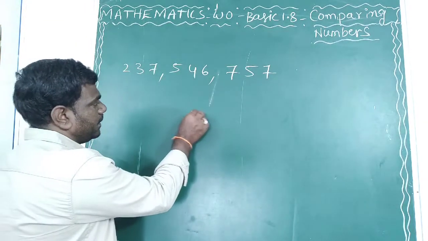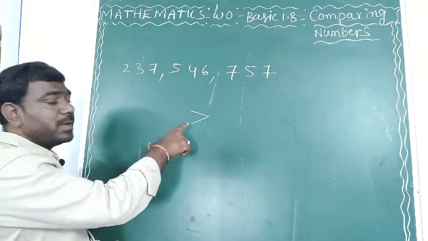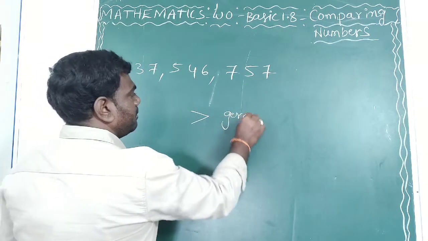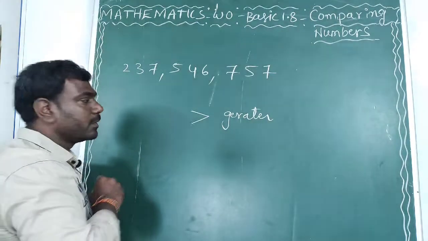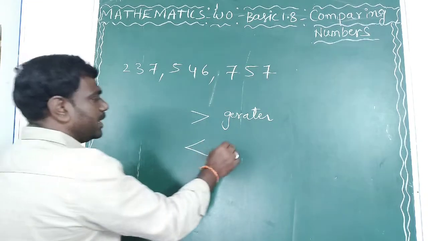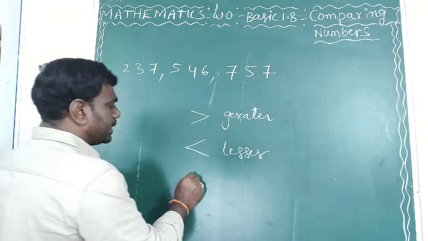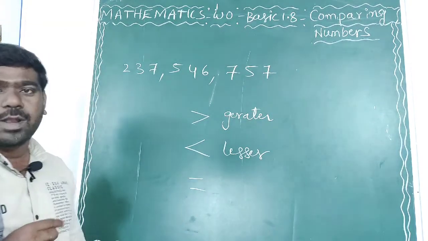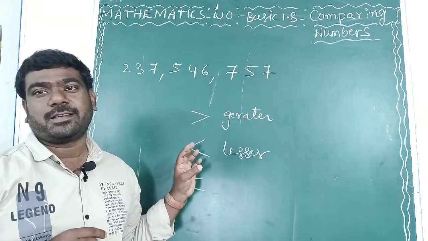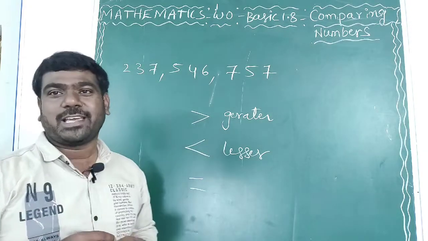First one is the symbol. What is the name of the symbol? It is greater than. It is the greater symbol. Next one is the lesser symbol. One more symbol is equal. By using these three symbols, how many numbers can we compare? Only two numbers we can compare.